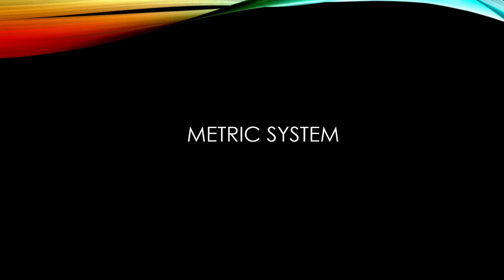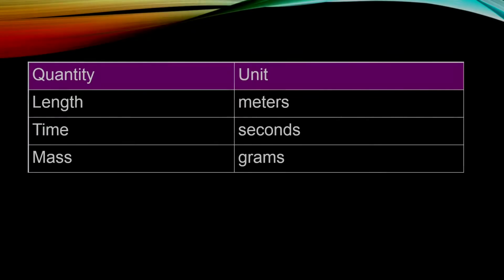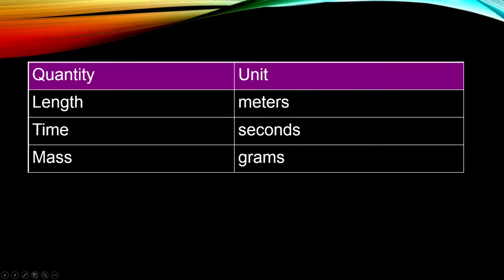For this lesson, we are going to go over how to convert between prefixes on the metric system. As you may already know, units such as meters, seconds, and grams measure length, time, and mass respectively. Prefixes can be added to these units to indicate a really large or small quantity.